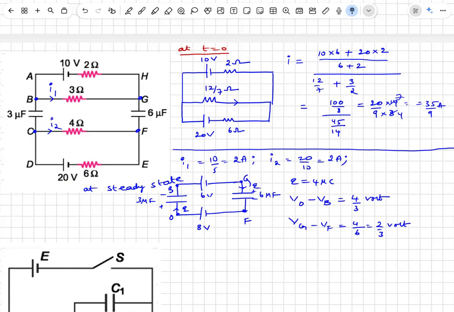Sir, I don't like this method. Good. Assume Q charge is transferred. Minus 8 volts plus Q by 3 plus 6 volts plus Q by 6 is equal to 0. Apply loop rule. You will get the same result, Q is equal to 4 microcoulomb. So at t is equal to 0, at t tends to infinity. Boys and girls, any doubt in this question? Ekraditya, any doubt? Right.